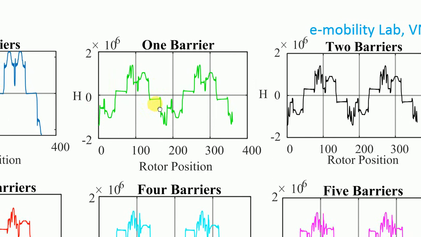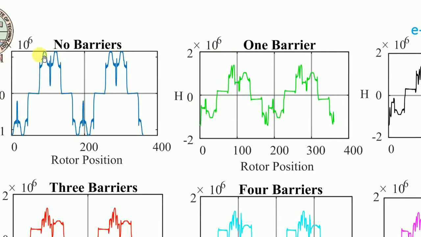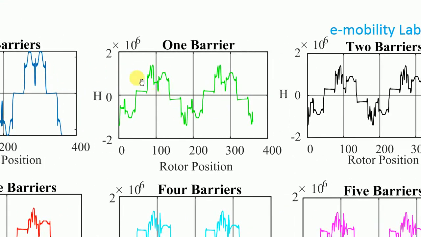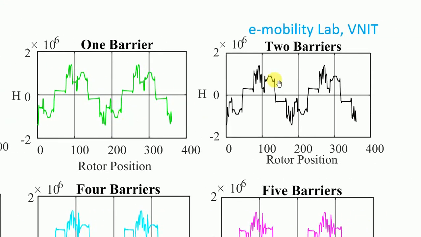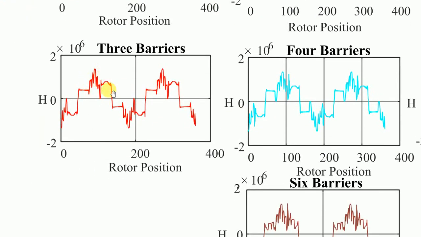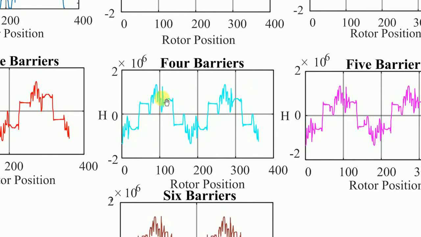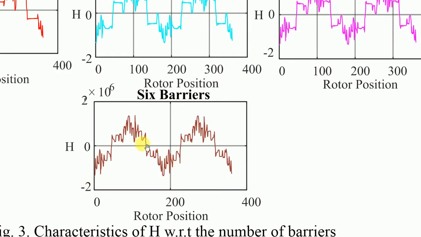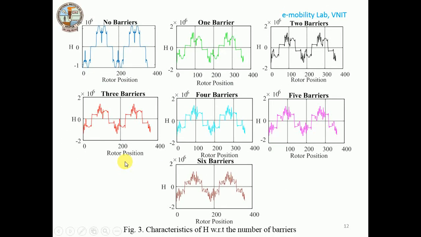When there is one barrier, you can see here there is no pulsation in H, but here again one pulsation is coming in the H. Similarly for two barriers, there are two pulsations. Again for three, the number of pulsations increases. For four barriers, the number of pulsations again increases. Then five, and then six. The number of pulsations increases, which eventually corresponds to your torque ripple.